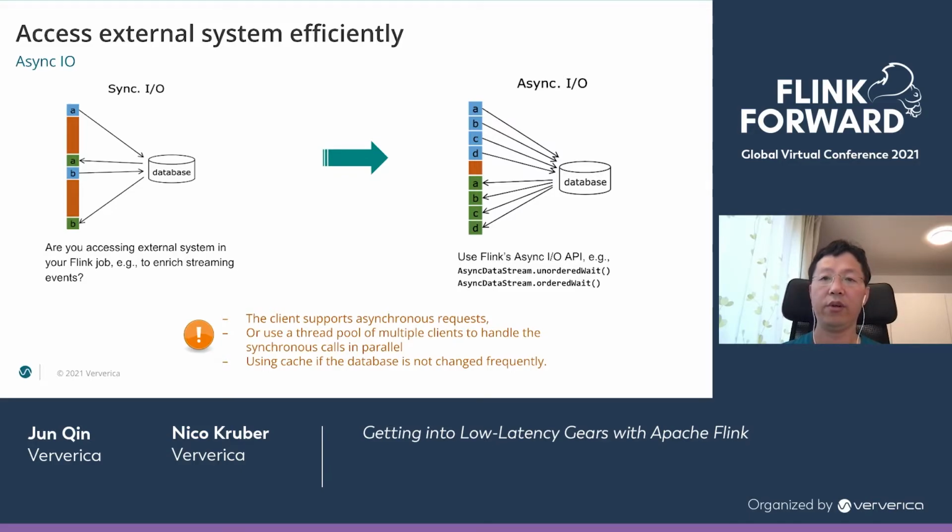With async I/O, one subtask can handle many requests concurrently and receive responses asynchronously. The waiting time for the responses is then amortized over multiple requests. The latency can then be reduced. To use async I/O, the client for your external system needs to support asynchronous requests. If it does not, you can also use a thread pool of multiple clients to handle these synchronous requests in parallel. You can also use a cache to speed up things if the database is not changed frequently.